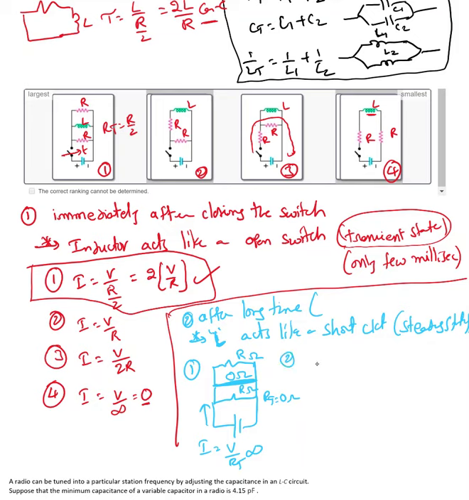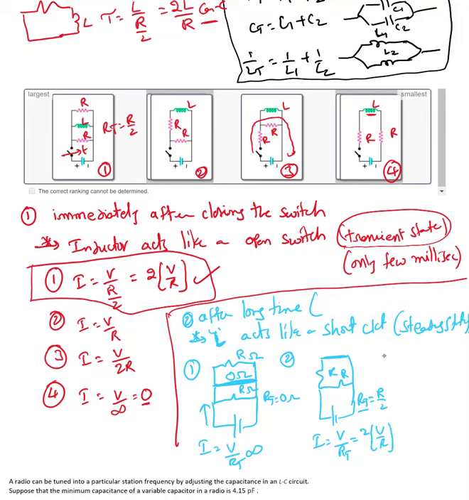Second case, the inductor is going to act like a short circuit. So in this case, these two are going to act like parallel. So I equals V over R total. R total is nothing but R by 2, since those two are in parallel. So I is 2 times V over R.